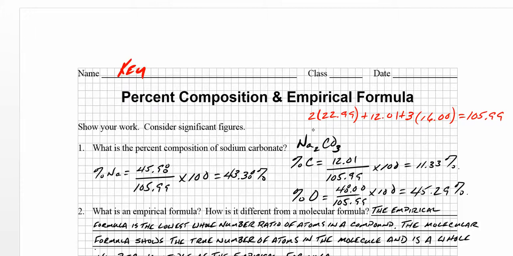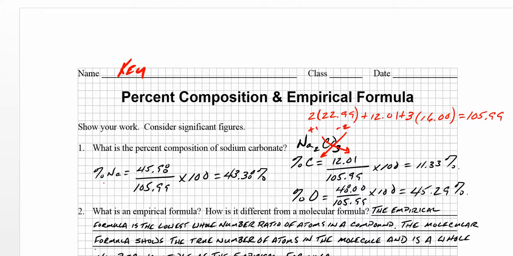Remember, I got that by simply saying, well, sodium is the first column. It has a charge of +1. Carbonate is a polyatomic ion. It has a charge of -2. Remember, when I do the switch, I get this, Na2CO3. So now our job is to determine the percent composition for each element.